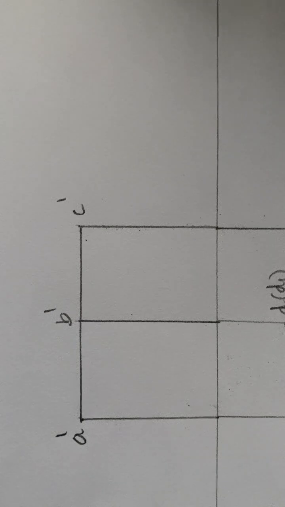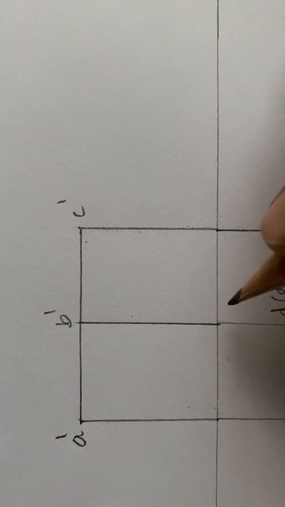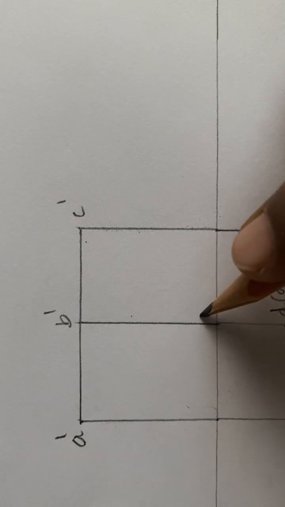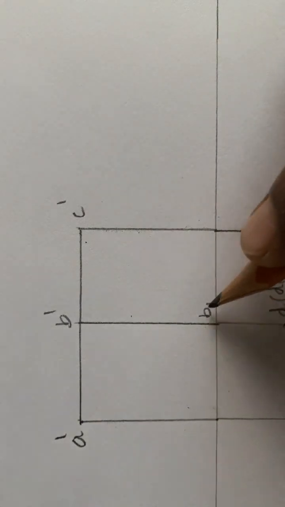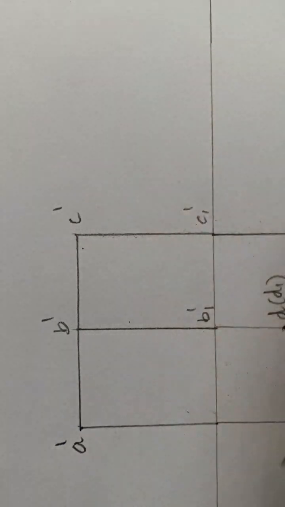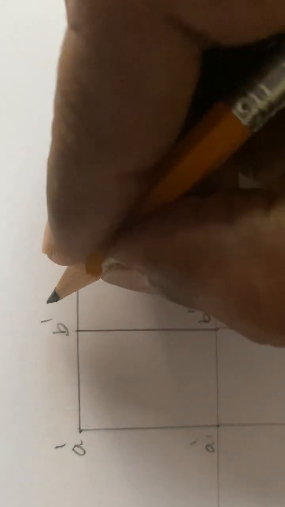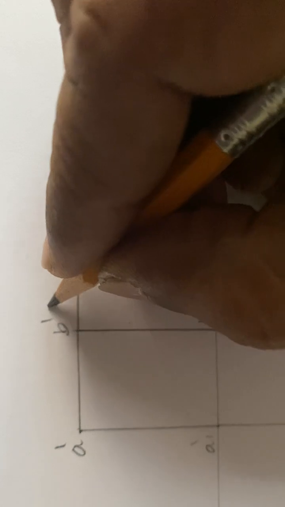Then the hidden part which you cannot see, the lower part, I'll also do it. This is your B1 dash. This is your C1 dash. This is your A1 dash. Now the D is hidden here, so this will be your D1 dash.